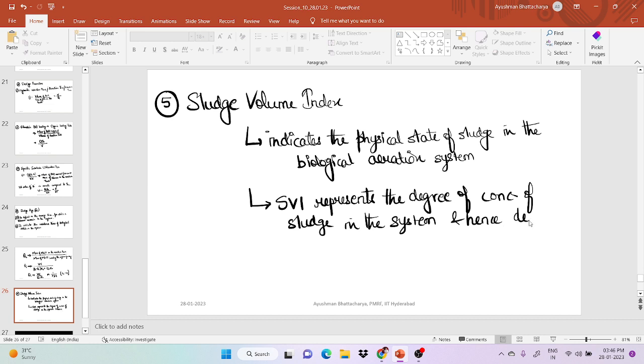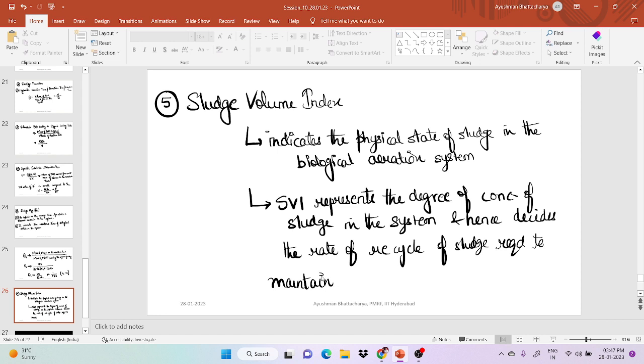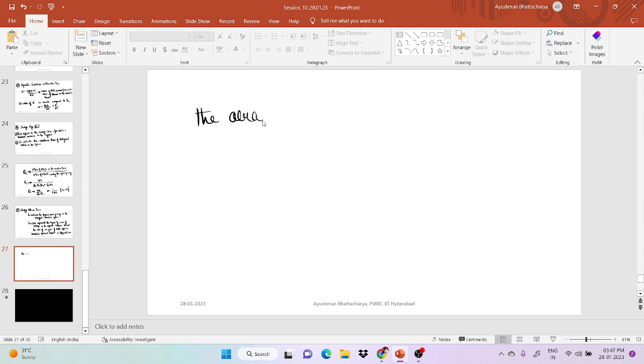And hence it decides the rate of recycle of sludge required to maintain the desired MLVSS and F/M ratio in the aeration tank to achieve the required degree of purification.